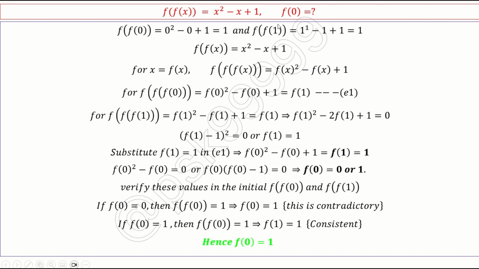Hope you understand how to do these problems for f of 0, f of 1 when you are given f of x or f of f of x. Similar equations. Okay. Next.